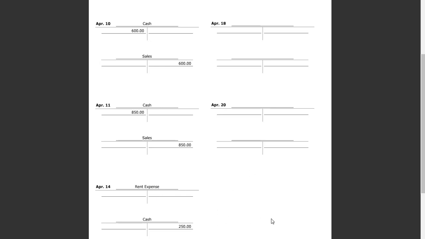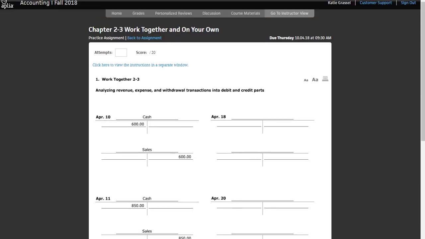April 18th, I'm going to go ahead and receive cash on account from Sam Erickson. So basically, on the 11th, we sold on account, and on the 18th, Sam said, here you go, here's some money. Thanks, Sam. Logan, what two accounts do you think we're going to use here?